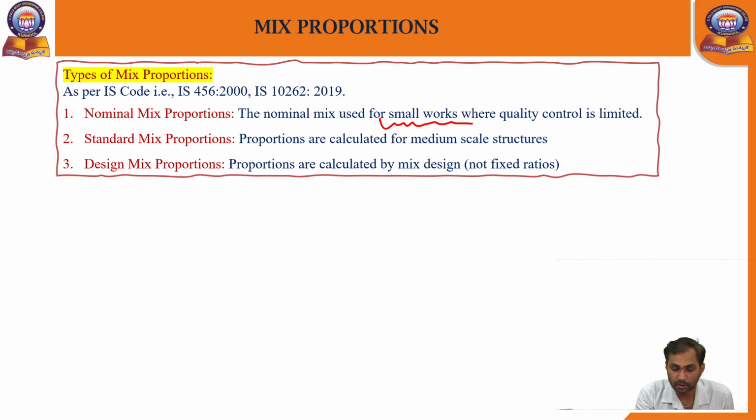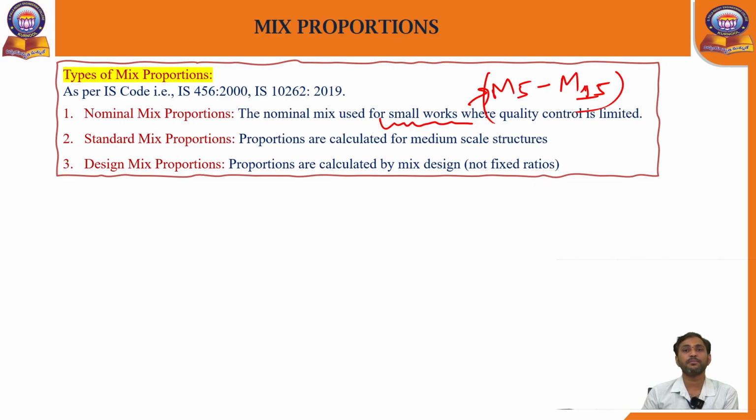Now tell me, for the nominal mix proportions, which grades are we going to take? M5 to M15. For M5, what is the mix proportion? 1:5:10. Okay, done. Next, standard mix proportions are used for medium scale structures, such as G+5 buildings, G+7 buildings, or any type of road construction. For that, we can use the standard mix proportions.